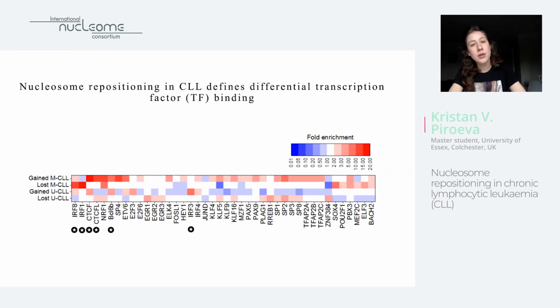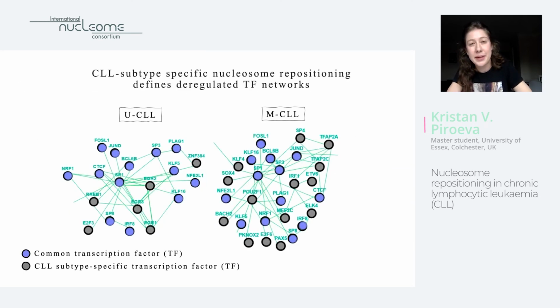So therefore, nucleosome repositioning in CLL can define differential transcription factor binding, which would further allow us to construct CLL subtype-specific transcription factor networks, which I'm showing here. Some of these transcription factors are common for the two CLL subtypes. I've colored them here in purple. But some others are CLL subtype specific. And an example is the EGR family of transcription factors present only in the UCLL network.